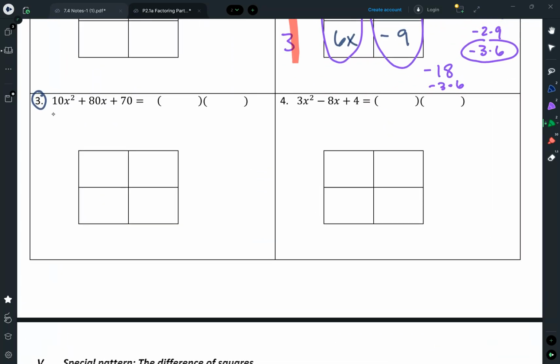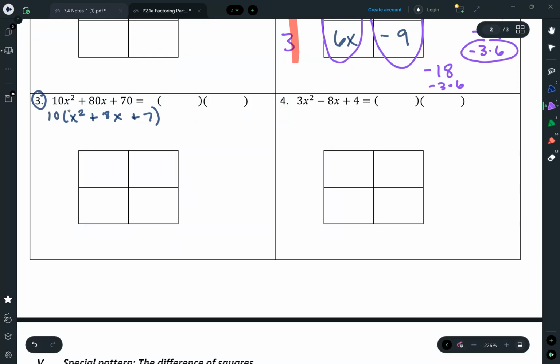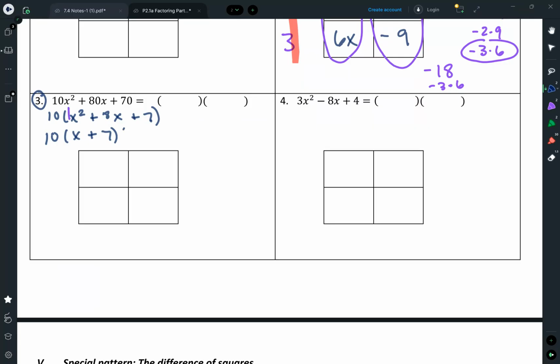For 3, I notice I can divide 10 out of everything. So that's my first step. I'm going to put a 10 in front, and then I'm left with x squared plus 8x plus 7. Now I could totally use a box on this, but because I have nothing in front of my x squared, there's no leading coefficient other than that imaginary 1 that's always sitting there, I don't have to use that factoring method. I can look for what multiplies to make 7, adds to make 8. That is going to be a 7 and 1. So 7 times 1 is 7. 7 plus 1 is 8. So that's what we should get.